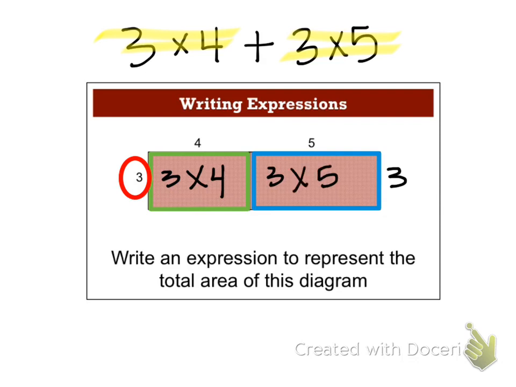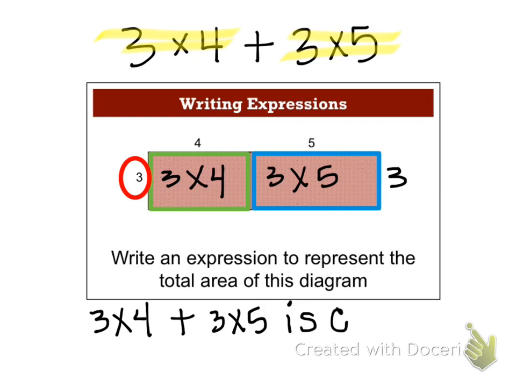So this would give us two separate areas, one area for the green rectangle and one area for the blue rectangle. If we wanted to find the area of the whole entire compound figure, we would just add those two areas together. So that tells us that the expression 3 times 4 plus 3 times 5 is a correct way to calculate the area of this compound figure.